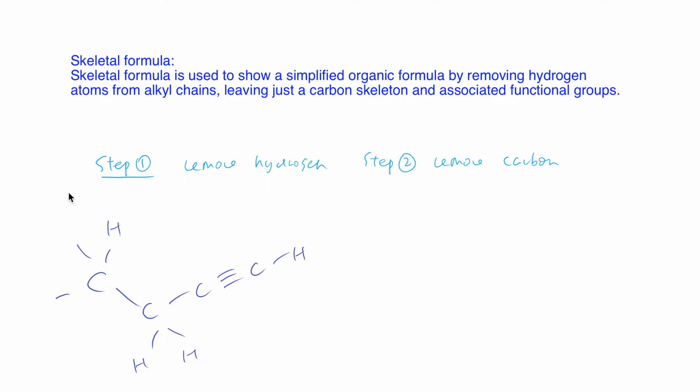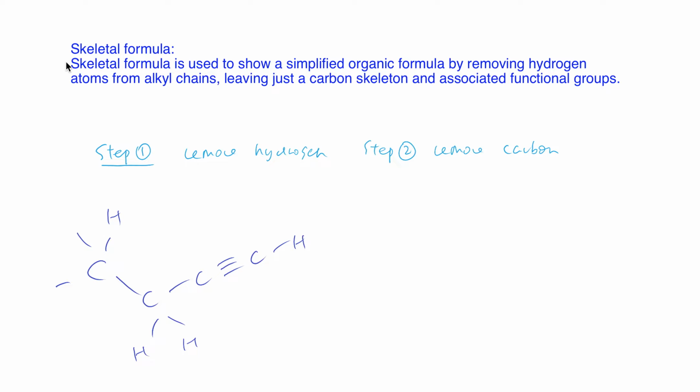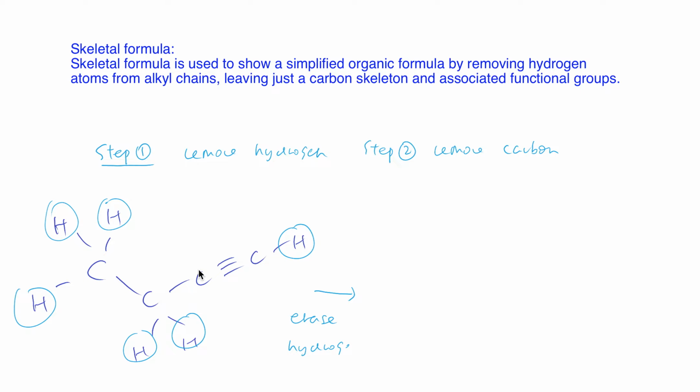Yeah, so this is one of the structural formulas. And from this structural formula, we're trying to get the skeletal structure. So first of all, you remove all the hydrogens. So 1, 2, 3, 4, 5, 6. All these hydrogens get removed. So it just becomes carbon, carbon, carbon.